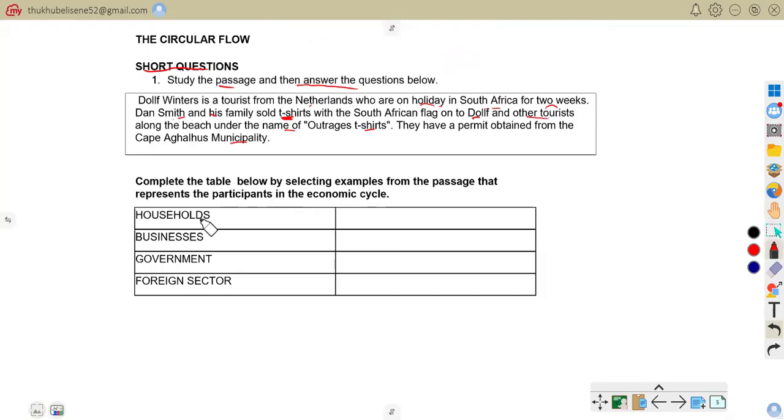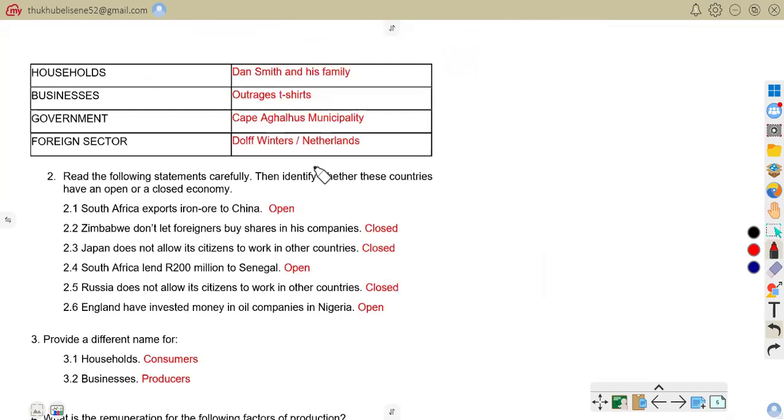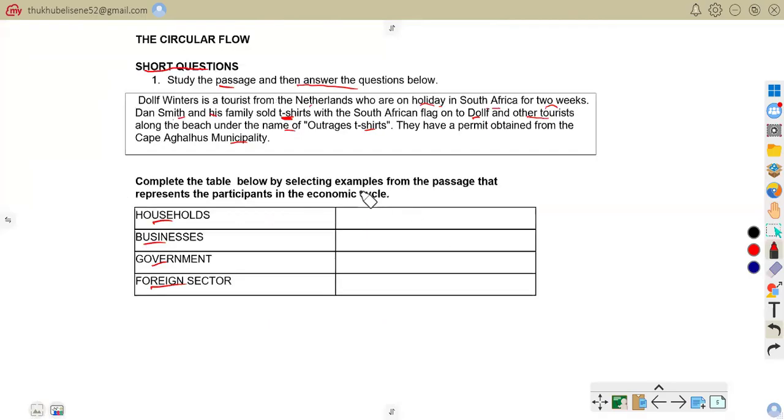The table. So we're going to complete this table where we're going to give the households, business, government, foreign sector. So here are our answers, where we are asking, who are the households? Dan Smith and his family. They are individuals earning income, because you can see from our passage that we have Dan Smith and his family. These are our households.